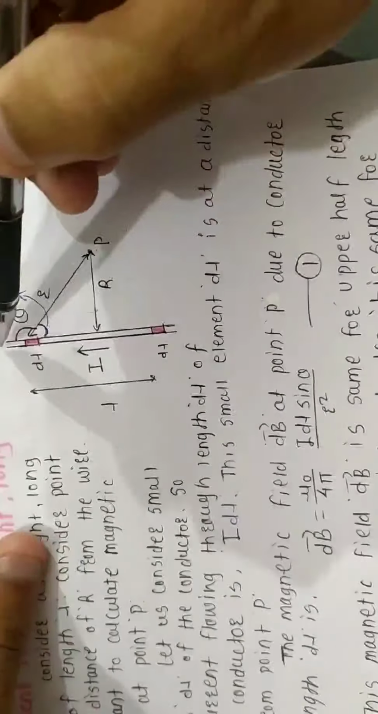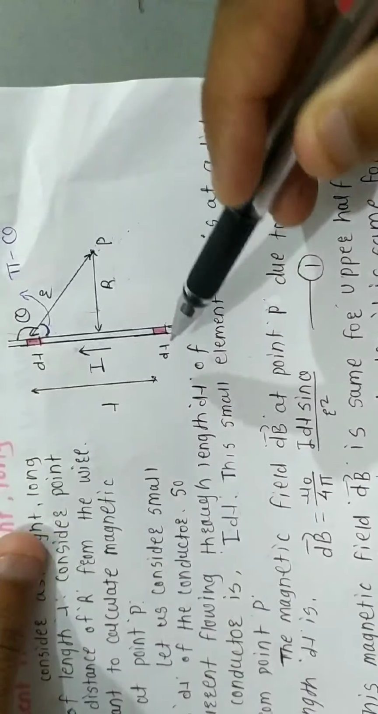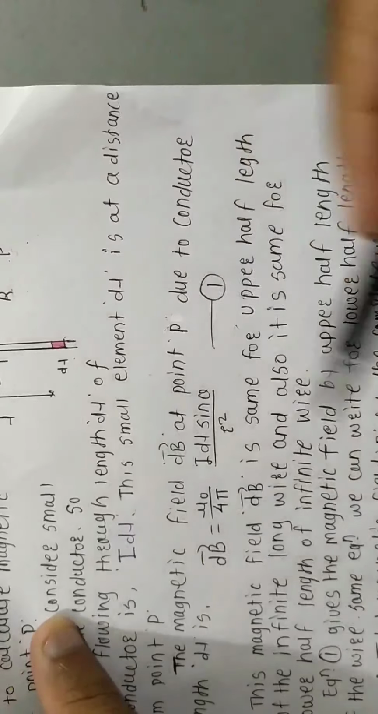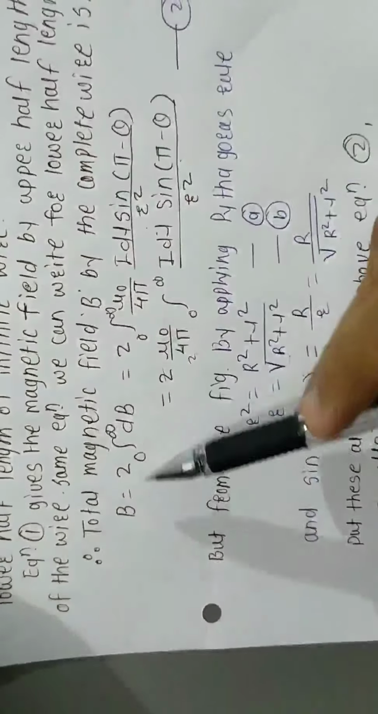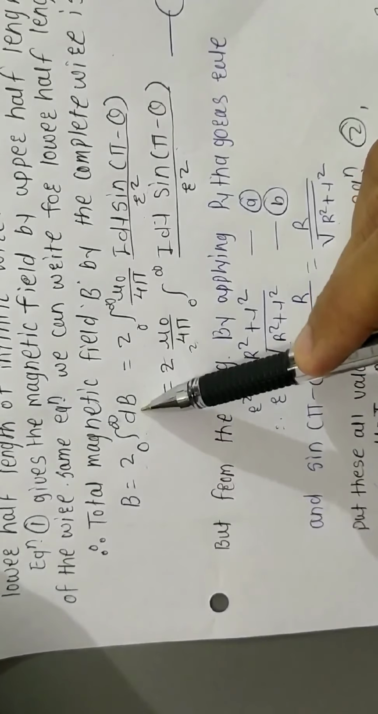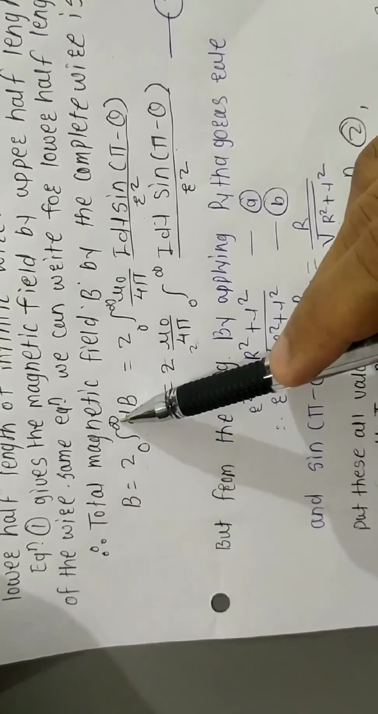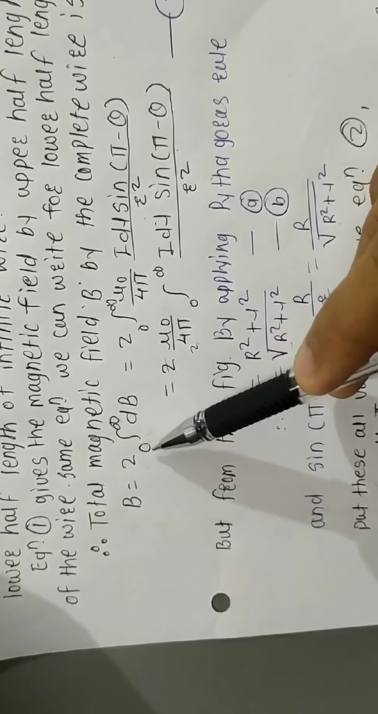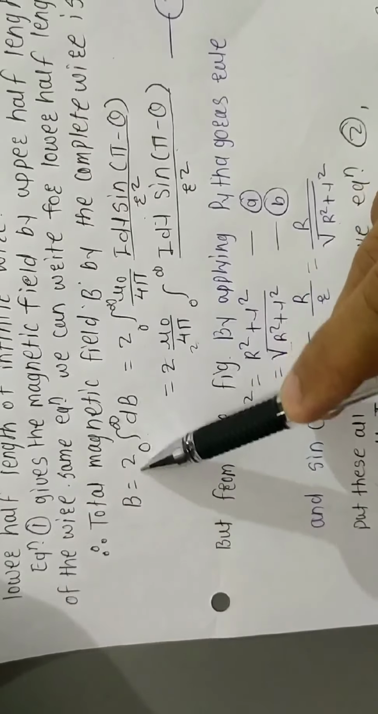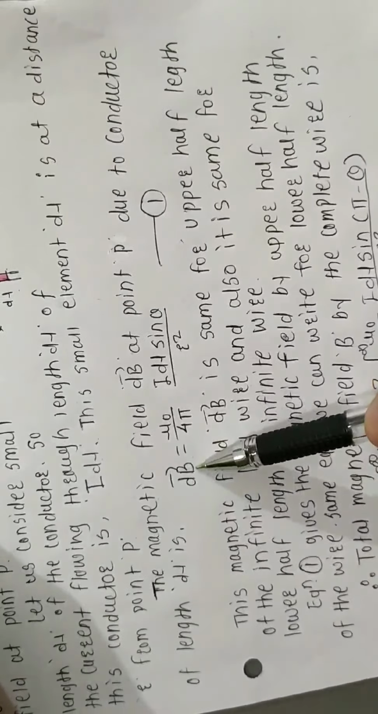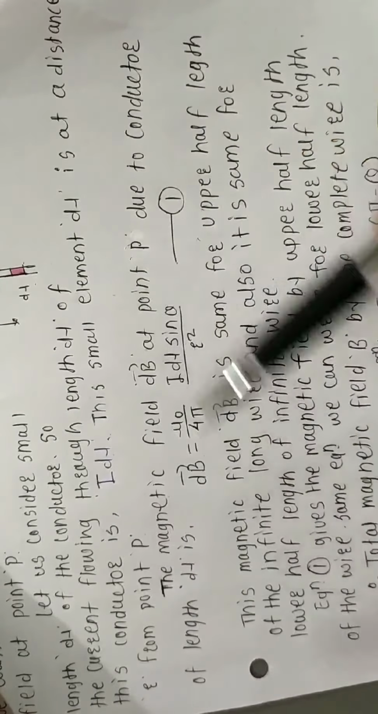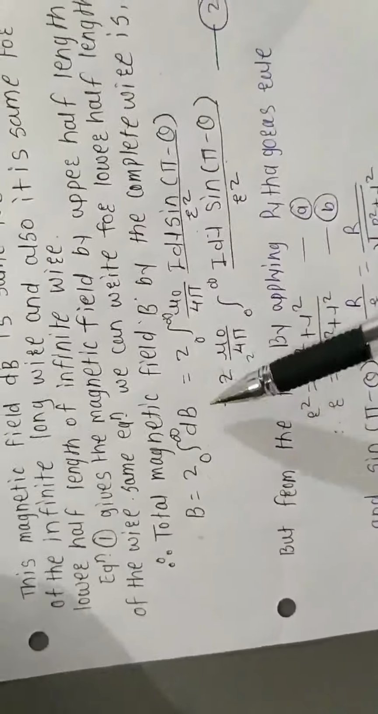So the total magnetic field produced by the entire length of the wire at point P is given by the integration of this small dB. So total B is given by the integration of small dB. The entire length of the wire is infinitely long, so the limit of the integration is from 0 to infinity. Why do we consider the 2? Because this equation only gives the magnetic field by the upper part of the wire. So there are two parts of the infinite wire, upper and lower. So we consider 2. Put the value of dB here.